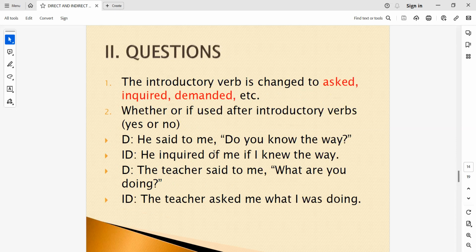Then the questions. In reporting a question in the indirect speech, there are certain rules to be noted down. The first one is the introductory verb is changed to asked or inquired, demanded, etc. The second one is whether or if is used after such introductory verbs whenever the direct question admits of one or two answers, that is yes or no answer. See the example. He said to me, do you know the way? This is something about inquiring about a place or a route. He inquired of me if I knew the way. The teacher said to me, what are you doing? Questioning something. The teacher asked me what I was doing.